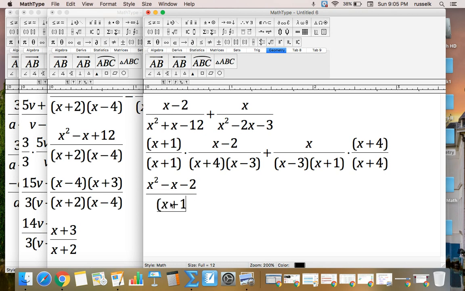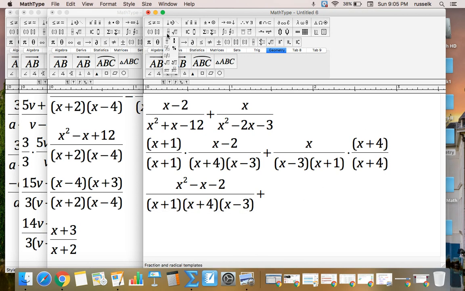Common denominators, we do not need to multiply those together. Just leave it as x plus 1, x plus 4, and x minus 3. Second fraction, just distribute. A little bit easier. That's x squared plus 4x. The bottom has an x plus 1 times x plus 4 times x minus 3.